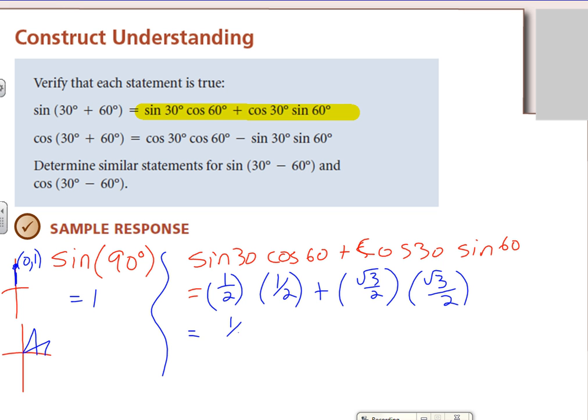1/2 times 1/2, that's 1/4. Root 3 times root 3, that's the square root of 9, that is 3. 2 times 2, that's 4. 1/4 plus 3/4, oh, that's 4/4. That's 1. Look at that. Left side equals right side. Good idea to be able to verify the other ones as well.